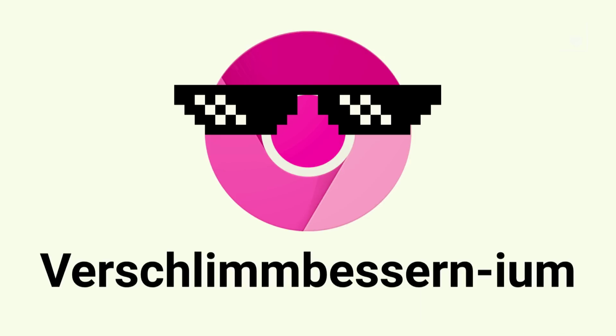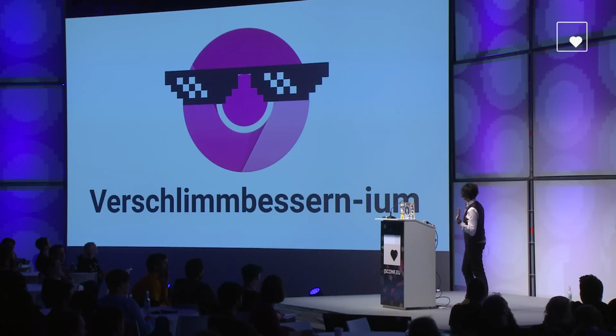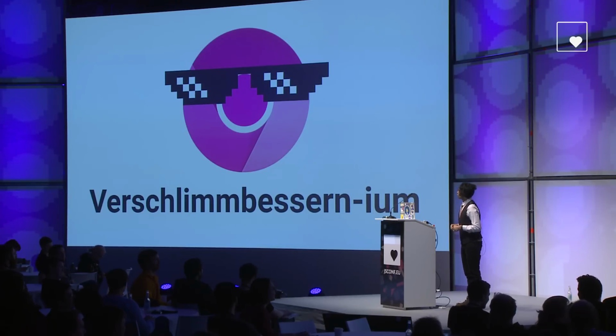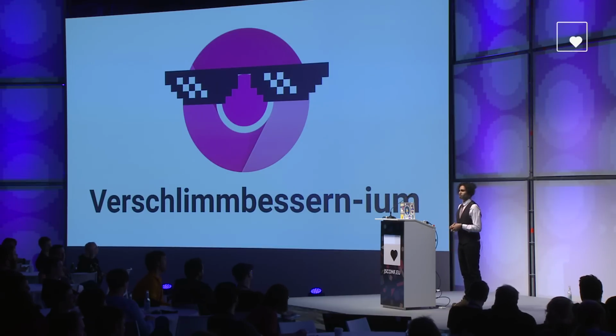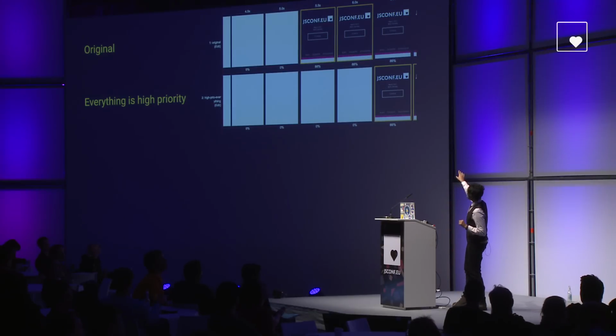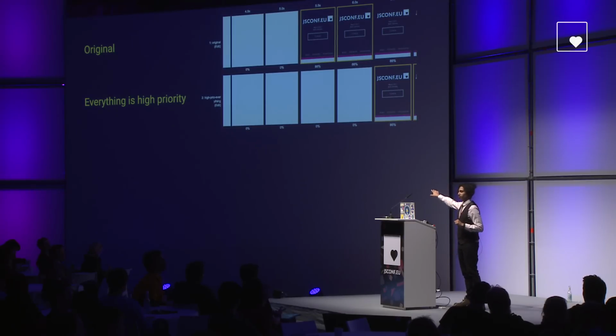We could call it, so I discovered Germany has got this wonderful word called Verschlimmbesserung, which, that's a terrible pronunciation, but it means when you try to fix something, but you actually made it a whole lot worse. And I did. So this is the original film strip for JSConf EU, and this is what it looks like when everything is considered high priority. We've actually completely shifted first meaningful paint way back. Performance is worse. The lesson there: when everything is high priority, nothing is.